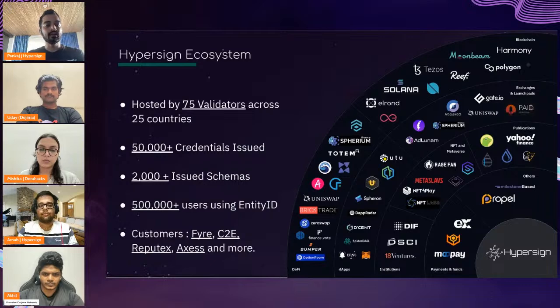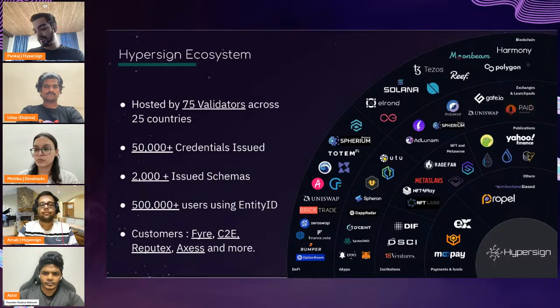Then there is C2E. C2E is basically click to earn, the company's full name, or click to evolve. Now they have renamed themselves. They are using the Hypersign stack to create a cross-chain reputation system. Say, for example, right now all the users on Web3 are scattered across different chains. That is something Dojima is also working on. So C2E is basically creating a portfolio or a reputation system.